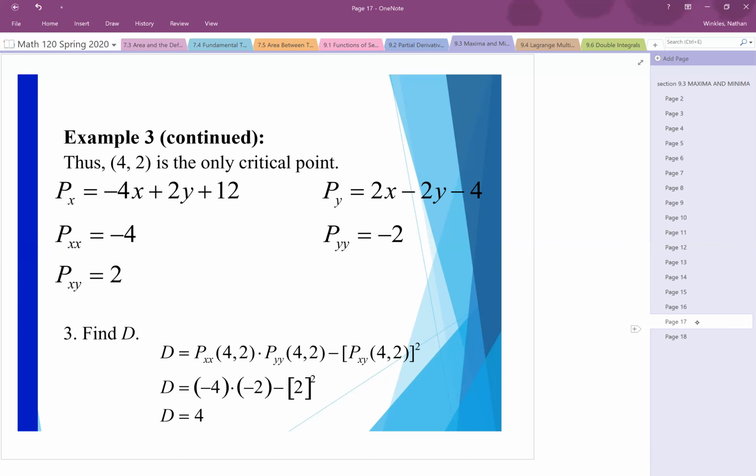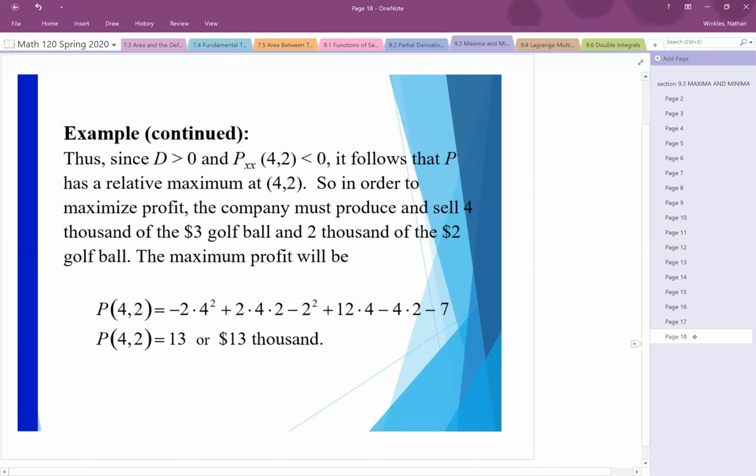So we can find our D function. Pxx at (4, 2) is -4, Pyy is -2, Pxy is 2. So we're going to get, so this line right here gives us 8 minus 4, which is 4, so D is greater than 0. Since D is greater than 0 and Pxx is less than 0, it follows that P has a relative maximum at (4, 2). So in order to maximize profit, the company must produce and sell 4,000 of the $3 golf ball and 2,000 of the $2 golf ball.